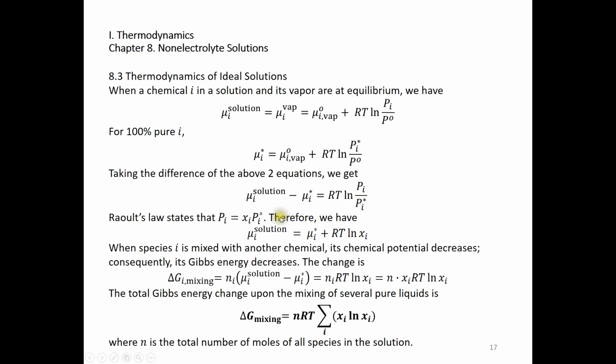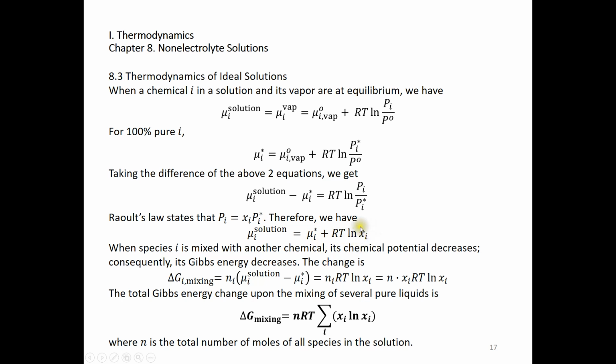Because Raoult's law states that P sub I is the mole fraction of I in the solution times the pressure of pure I, this ratio is simply the mole fraction of I. We have a simplified equation for the chemical potential of species I in a solution. It equals the chemical potential of pure I plus RT times the natural logarithm of the mole fraction of I.